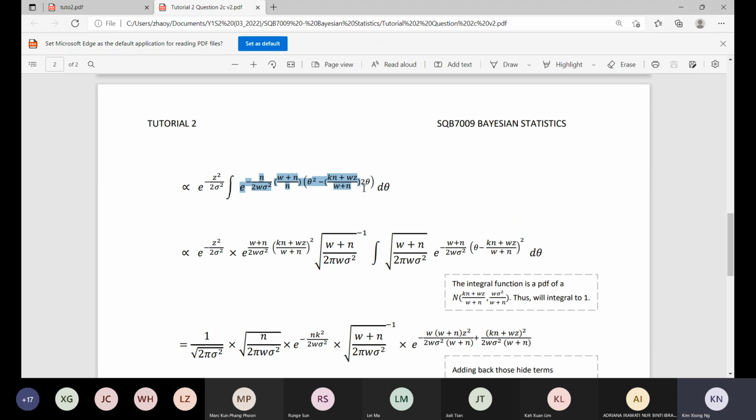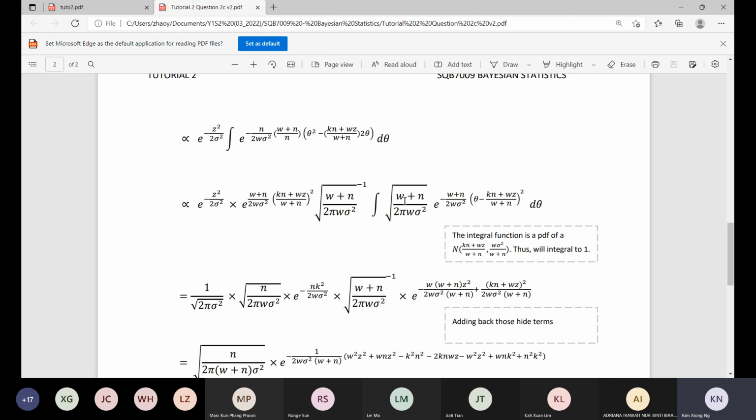So as we can see until this part, it seems like we have a kernel of the normal distribution with the mean and variance, those things. So we just add in the constant here. Then we just divide it outside. So in this case, this one is the PDF of a normal distribution with the mean (kn plus wz) divided by (w plus n) with the variance w sigma square over (w plus n). This one will integrate to 1, so we can just ignore this.